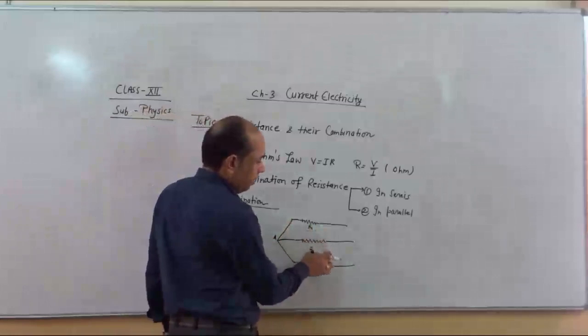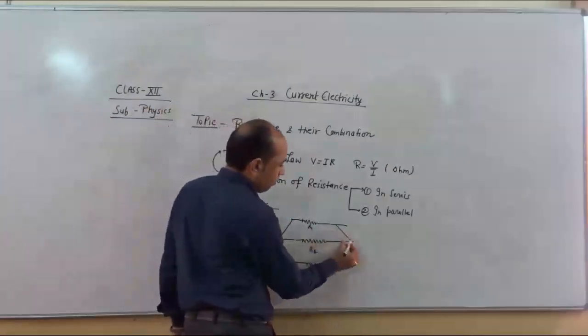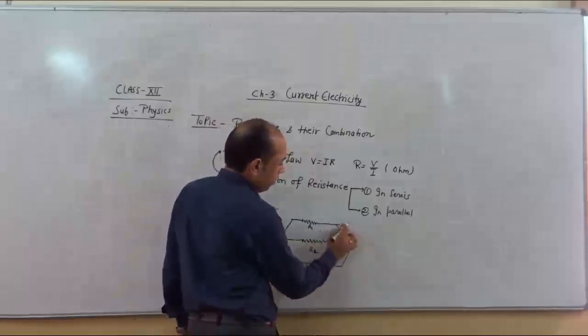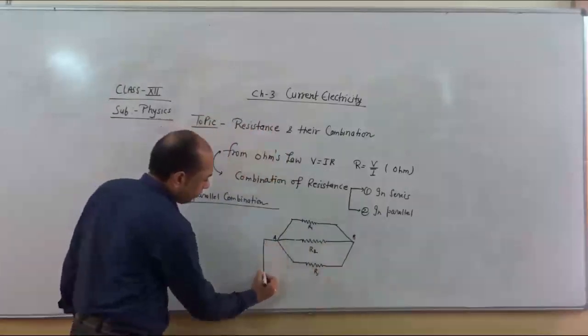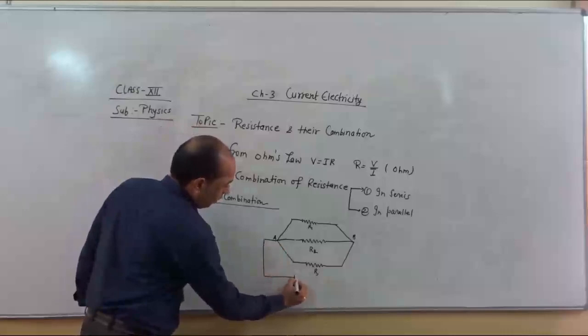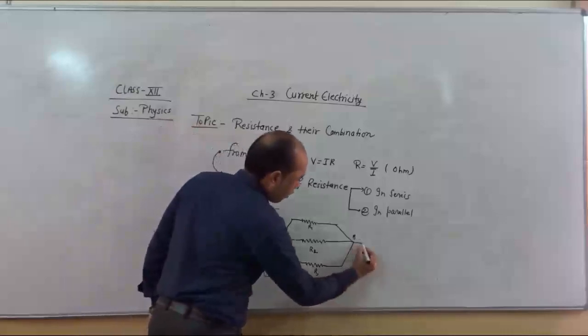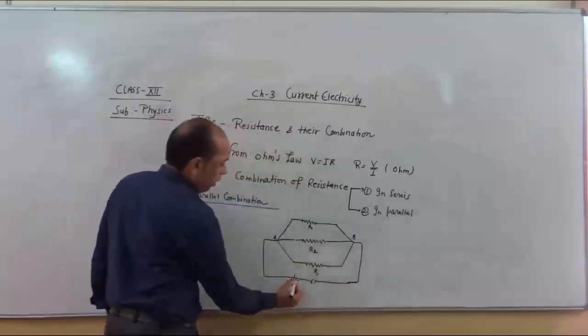Similarly, the second end of each resistance is connected to another common terminal, say B. Now this combination is connected to a battery and a key.